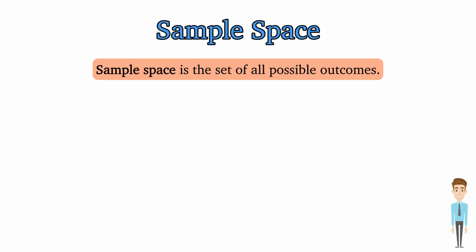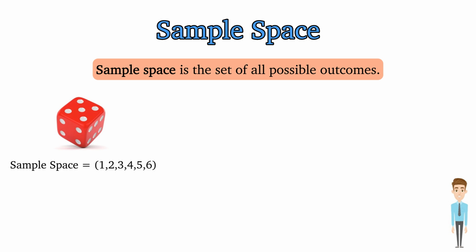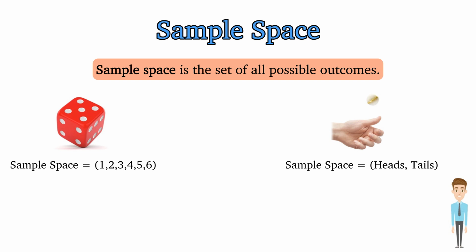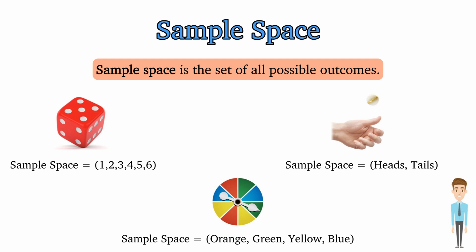Next, the term sample space. This is the set of all possible outcomes. For example, rolling a die, all the possible outcomes are 1, 2, 3, 4, 5, 6. Flipping a coin, all the possible outcomes are heads or tails. Looking at this spinner, all the possible outcomes are orange, green, yellow, and blue.